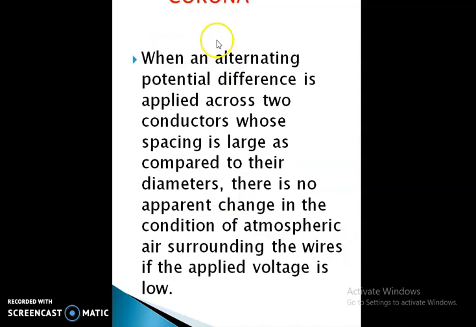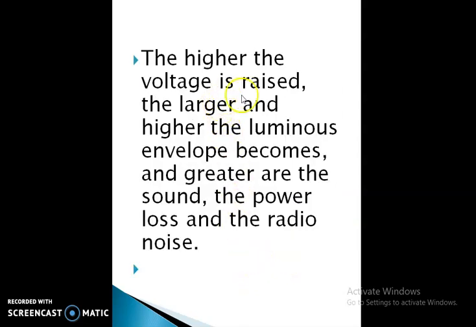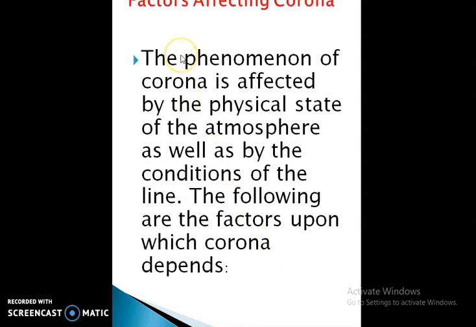Next, corona. When an alternating potential difference is applied across two conductors whose spacing is large as compared to their diameters, there is no apparent change in the condition of atmospheric air surrounding the wires if the applied voltage is low. However, when the applied voltage exceeds a certain value called critical disruptive voltage, the conductors are surrounded by a faint violet glow called corona. The phenomenon of corona is accompanied by a hissing sound, the production of ozone, power loss, and radio interference. The higher the voltage is raised, the larger and brighter the luminous envelope becomes, and greater are the sound, the power loss, and the radio noise.